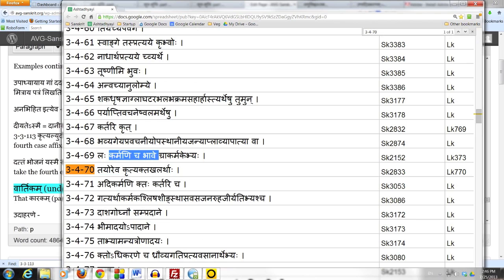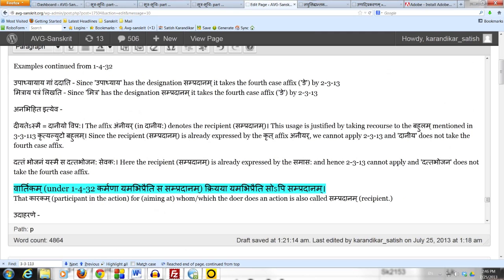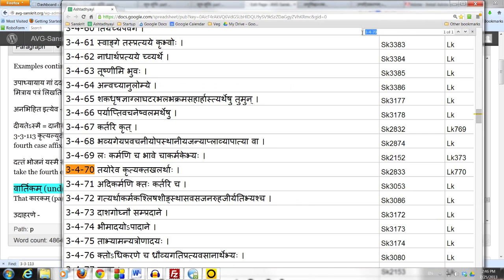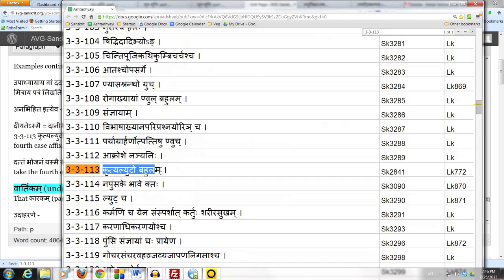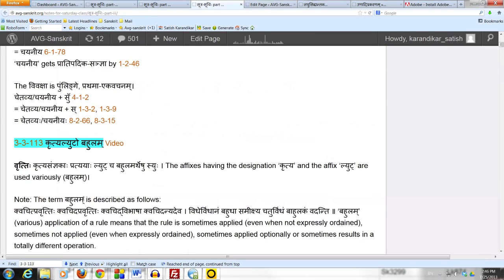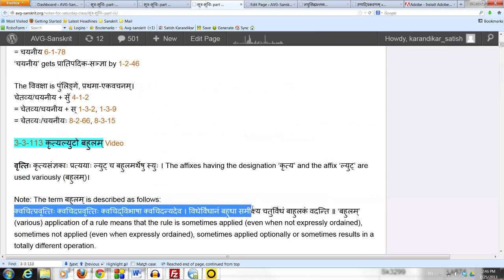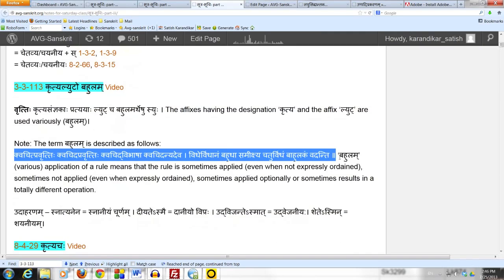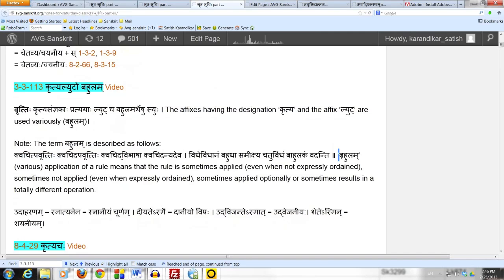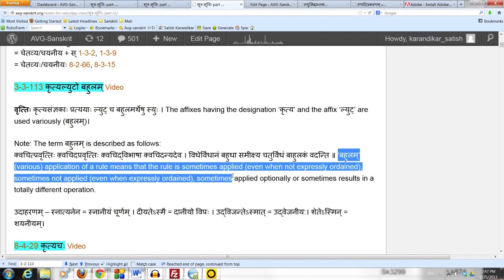Okay, and how do we justify the use of Aniyar in the sense of sampradane in this form Daniyaha? For that, we have to take recourse to the Bahulam mentioned in 33113, Kritya Lyuto Bahulam, which also we have studied. That sutram says that the affixes having the designation Kritya and the affix Lyut are used variously, Bahulam. Of course, we know what Bahulam means. Kvachit pravrittihi, kvachid apravrittihi, kvachid vibhasha, kvachid anyadeva, vidher vidhanam bahudha samiksha, chaturvidham bahulakam vadanti. So Bahulam means various application of a rule: the rule is sometimes applied, sometimes not applied, sometimes applied optionally, or sometimes results in a totally different operation.